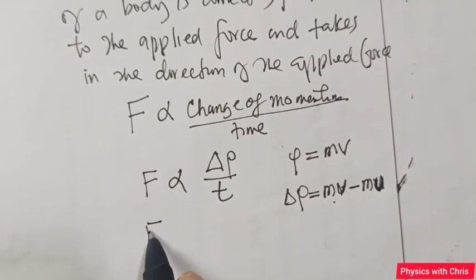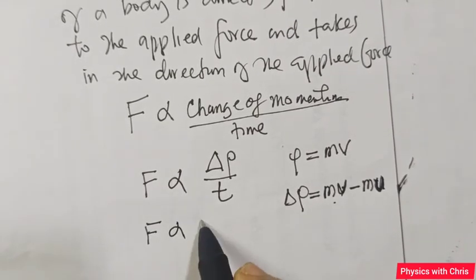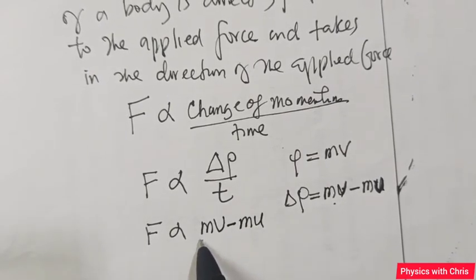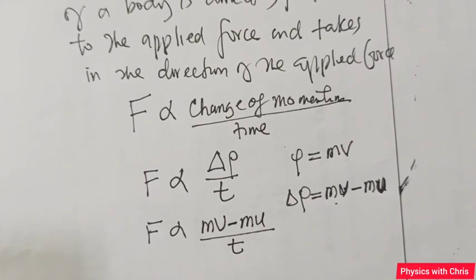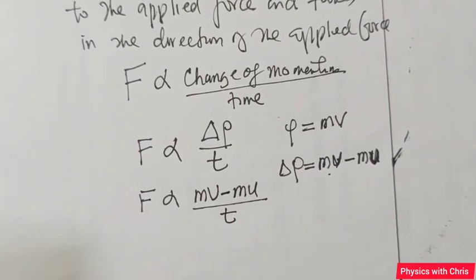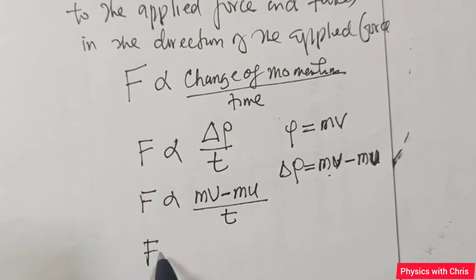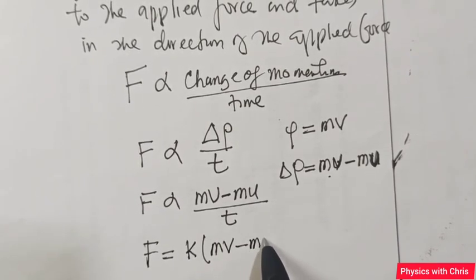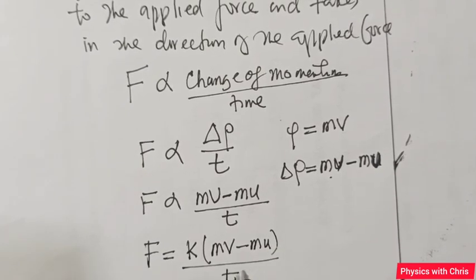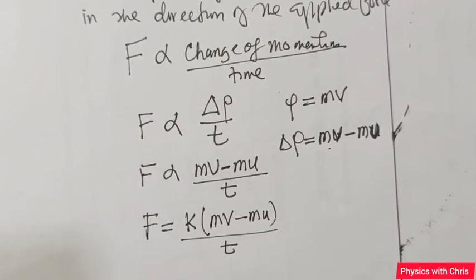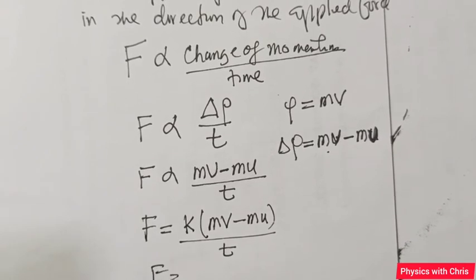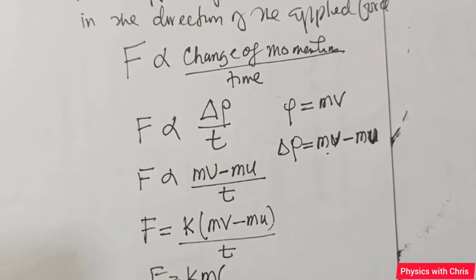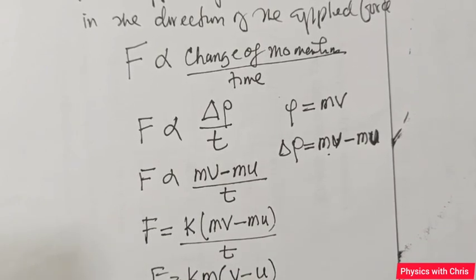So I can come here and write F is proportional to mv, final momentum, minus mu, initial momentum, divided by time taken for the change. Now, if I remove this sign and introduce my equality sign, I have F equals k into final momentum minus initial momentum over time taken. Now, we have to factor out the mass. Mass is common to both terms of this expression. I have v minus u divided by t.